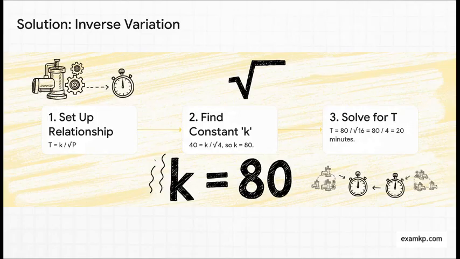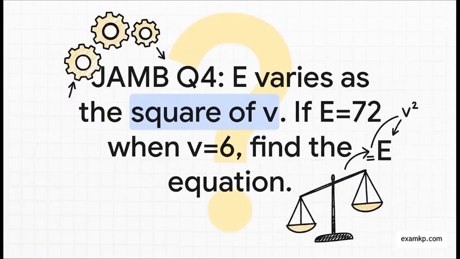Now we have our master formula. T equals 80 divided by the square root of P. And with that, we can solve for anything. Stick in 16 for the pumps, and you get 20 minutes. Done. Now, this is a really common style of question in JAM, so pay attention.